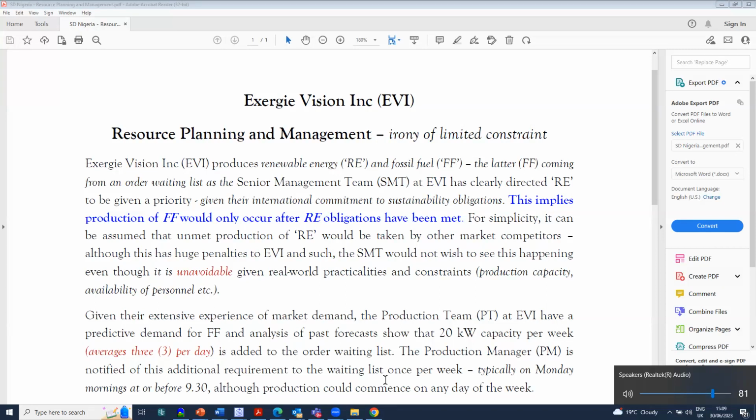Nkechi, you are here? Yes, Prof, I'm here. Okay, that's right. So in one sentence, what do you think the pre-reading is actually addressing? It's talking about the issue of energy resource planning, and how fossil fuel and renewable energy as sources of energy can be brought into energy planning. Thank you very much, Nkechi, for that contribution.